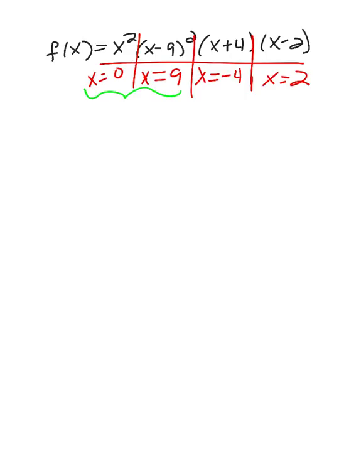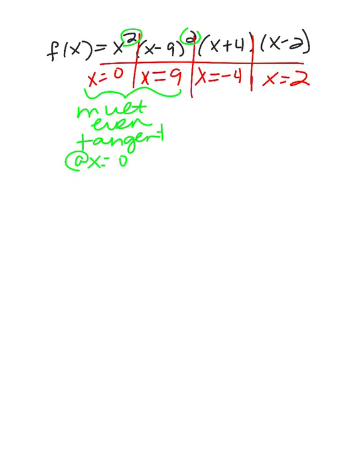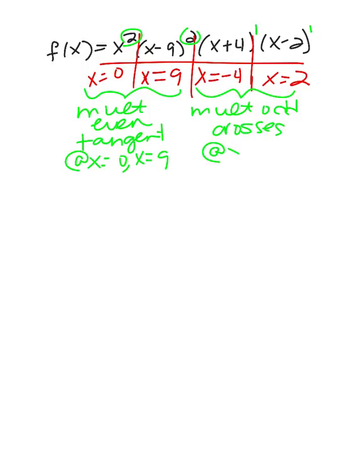These two here have an even multiplicity, and I look at the exponents. The exponents of my factors tell me: if they're even, it's an even multiplicity. So what that tells me about the graph is that the graph is tangent at x equals 0 and x equals 9. My exponents here are 1 and 1, so that means my multiplicity is odd. That means my graph crosses at x equals negative 4 and x equals 2.